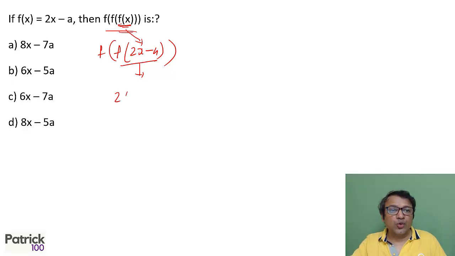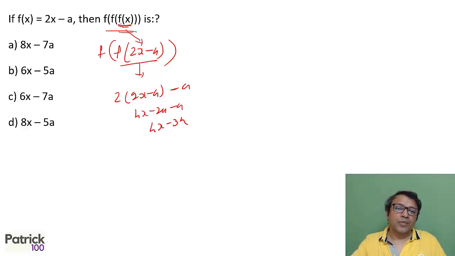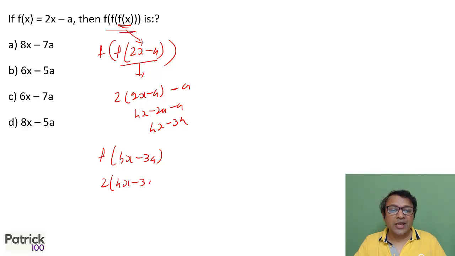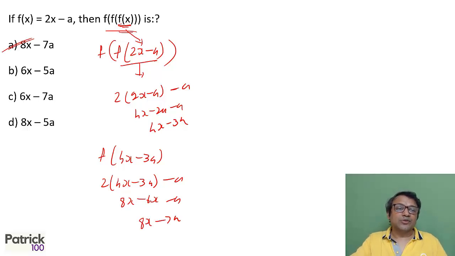Then we get 2 into 2x minus a. So instead of x, we'll write 2x minus a: 4x minus 2a minus a, or 4x minus 3a. Substitute again here, you want f of 4x minus 3a, which is nothing but 2 into 4x minus 3a minus a. 8x minus 6a minus a, you'll get 8x minus 7a, which is A option. That will be the answer. Clear?